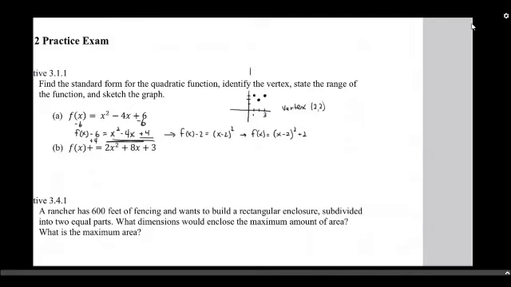So the parabola looks like that, and we can see on the y-axis, looks like the lowest value right there comes right over to 2 on the y-axis, so the range is from 2 to infinity.